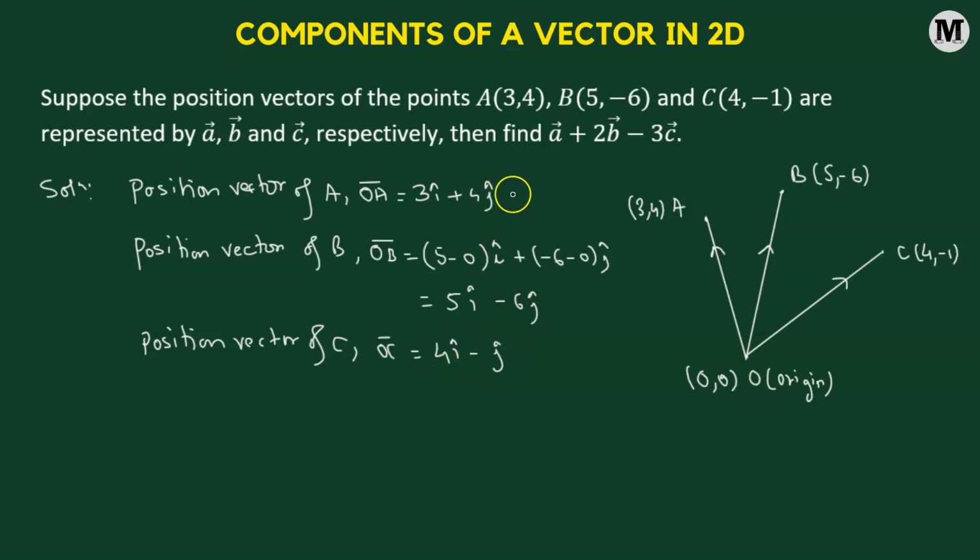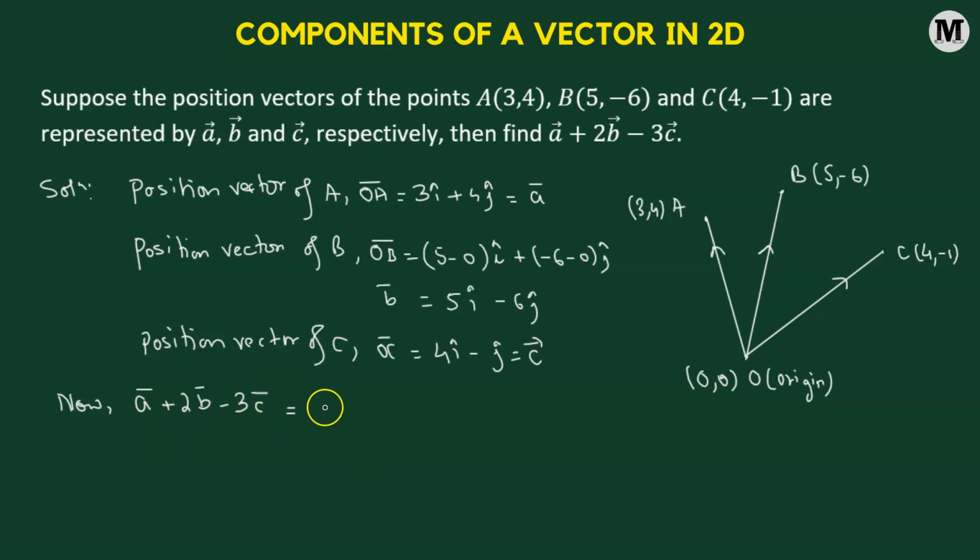Now it's already given to us that the position vector of point A is denoted by A vector, position vector of point B is denoted by B vector, and position vector of point C is denoted by C vector. So we have A vector, B vector and C vector. Now we can find out the value of the given vector. We need to find out A vector added to 2 times B vector minus 3 times C vector.